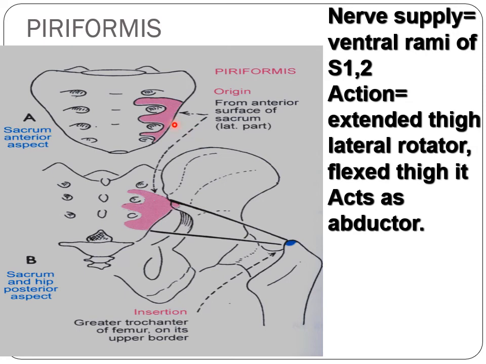Where is its insertion? You see this one is the insertion of the piriformis at the greater trochanter of the femur on the upper border.